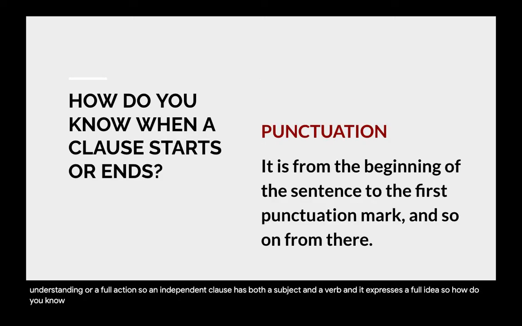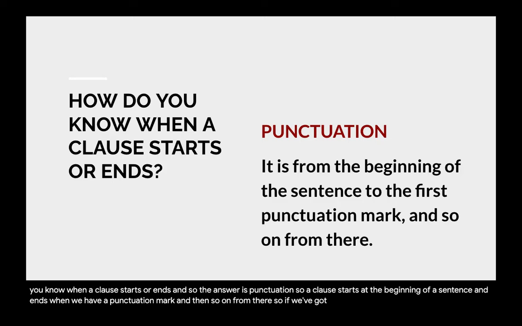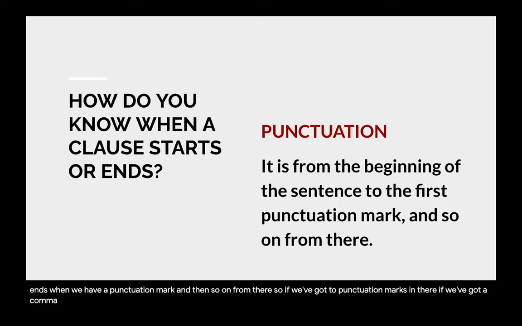So how do you know when a clause starts or ends? And so the answer is punctuation. So a clause starts at the beginning of a sentence and ends when we have a punctuation mark, and then so on from there. So if we've got two punctuation marks in there, if we've got a comma and then a semicolon, the clause would be up until the comma, and then from the comma to the semicolon, and then the semicolon to the end of the sentence. So clauses start and end with punctuation.